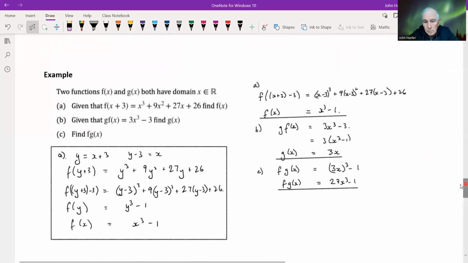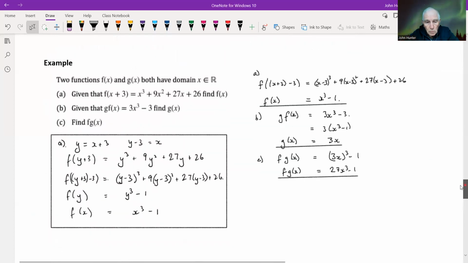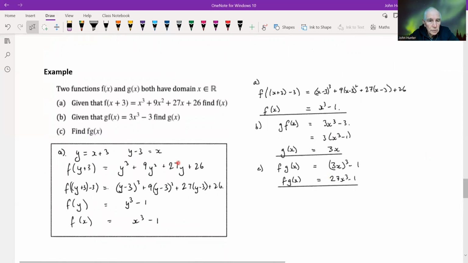Okay, and now basically one more example here, I think, and that will do us. So we've got two functions, f and g, domain in the real numbers. Given that f of x plus 3 is this lot, find f of x. Okay, so that's the first thing. Right, so what we've done is we've started off with something, and then we've substituted x plus 3 in for every occurrence of x in that original function. So we want to find that original f of x.